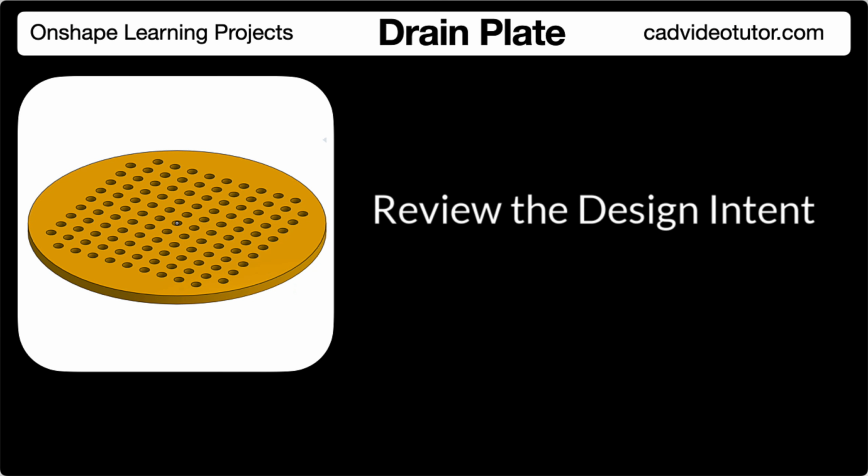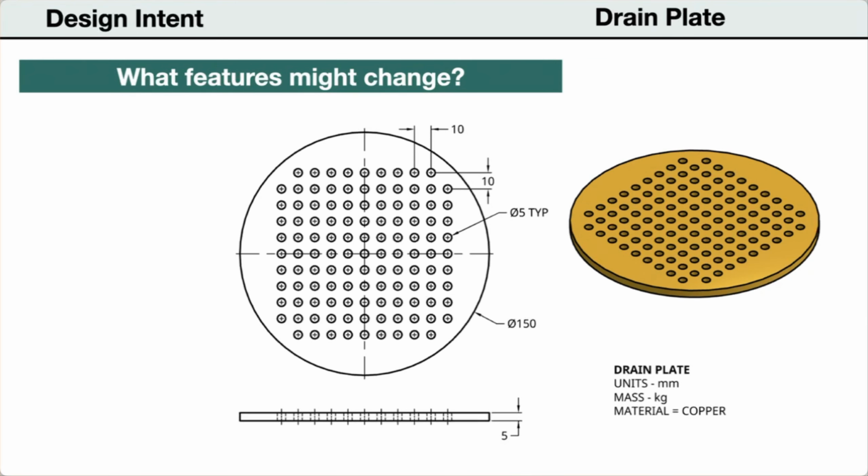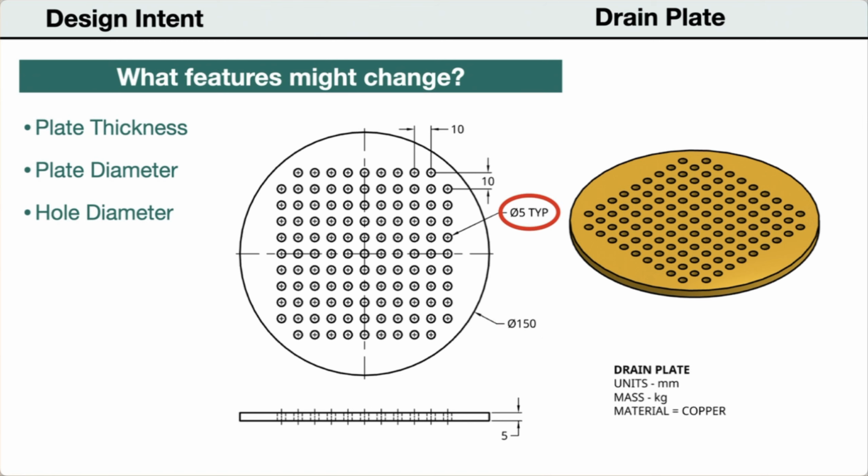Before we model the part in Onshape, we have to establish our design intent. For this project, we intend our model to be flexible to possible design changes and update predictively without errors. To start, we need to identify any features that might be changed or revised during the design process. First, the thickness of the plate might change. Also, the diameter might be changed larger or smaller. The diameter of the holes might need to be adjusted larger. The hole spacing might need to change.